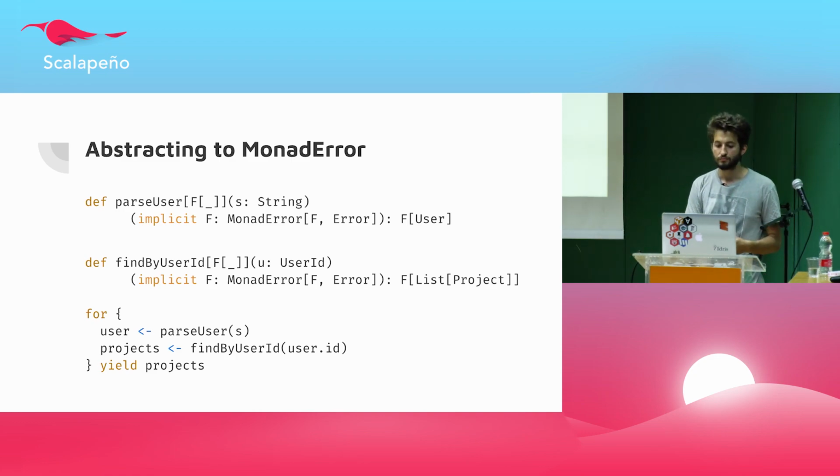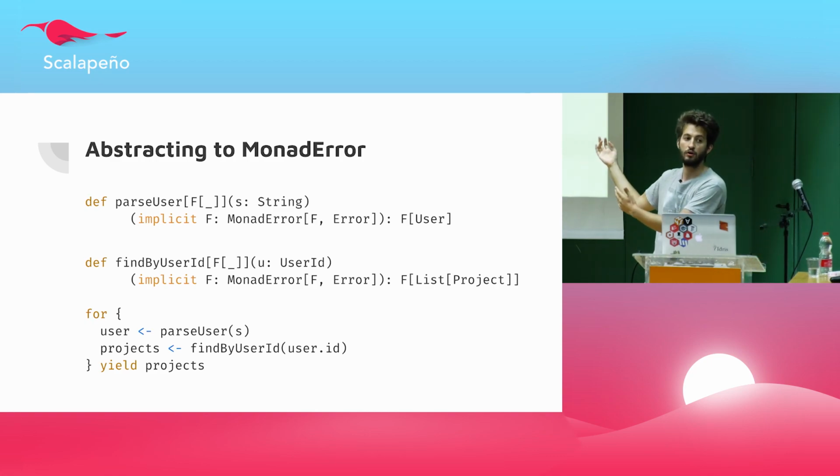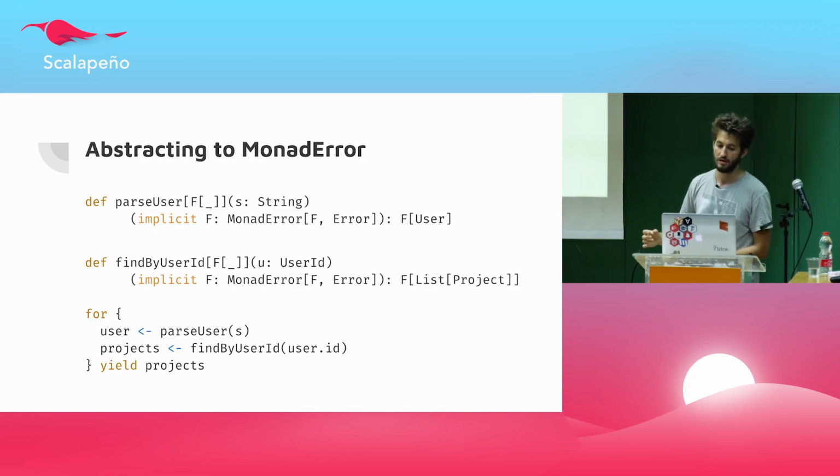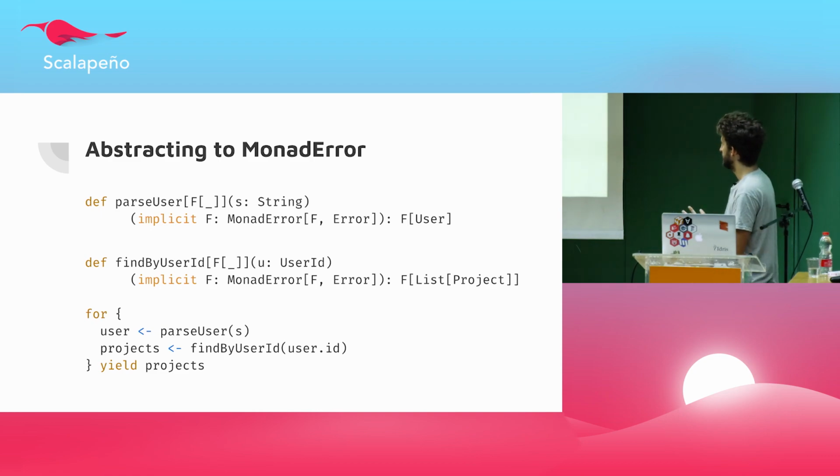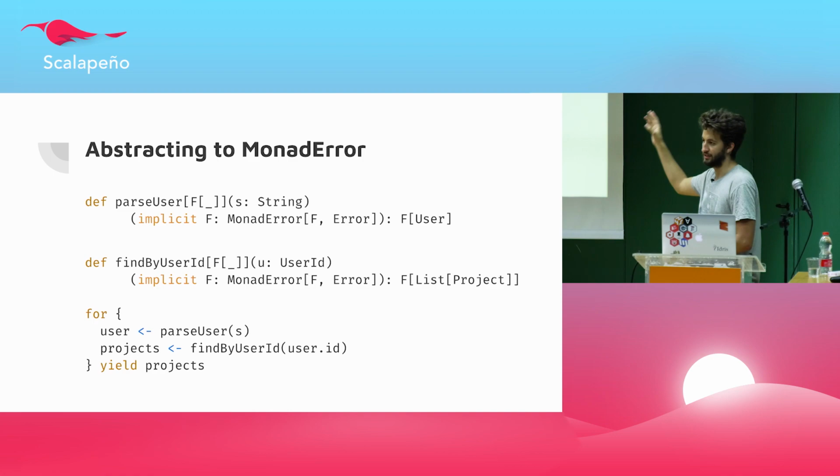And then we do the same thing for find by user ID. Because MonadError is also, of course, a monad, we can just reuse the for comprehension. It will stay exactly the same, except maybe depending on type inference. Sometimes you'll have to add some type descriptions here or there, but usually it should be pretty much the same. Okay, so this is cool.